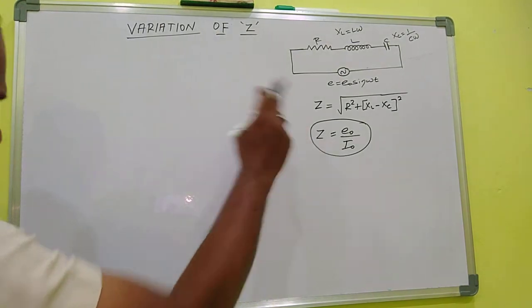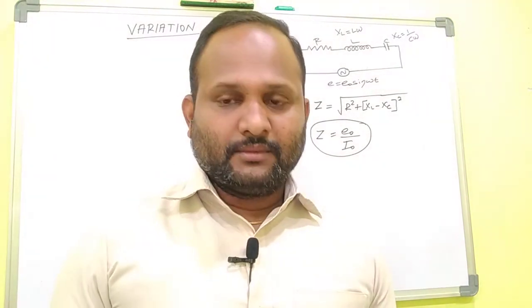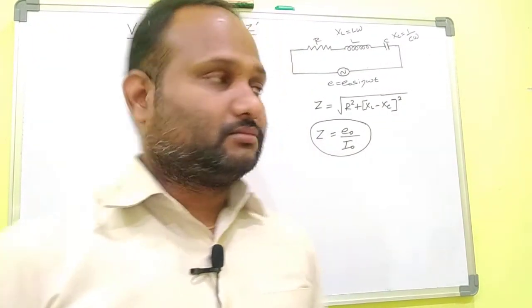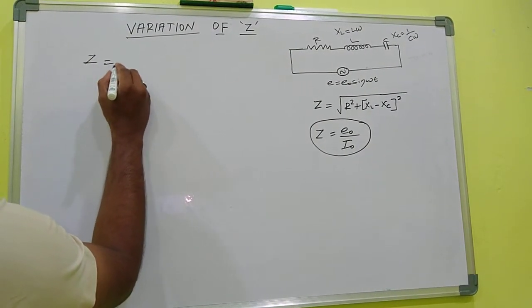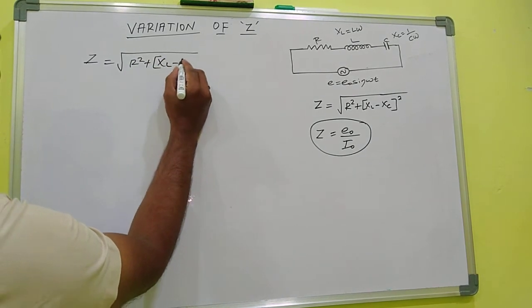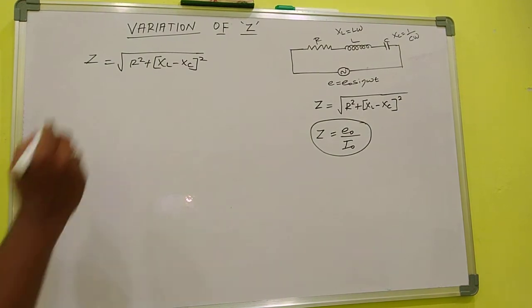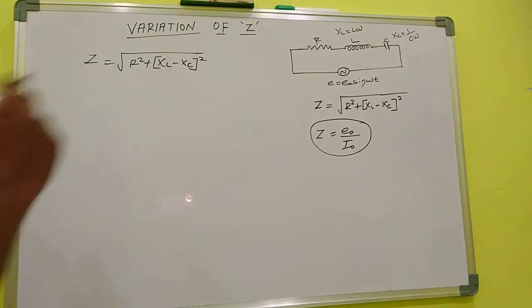when the impedance is minimum. When the impedance is minimum, we want to minimize the impedance. How? From this expression I can start. Z is equal to root of R square plus XL minus XC the whole square. Okay. This is R for resistance. We can't change the resistance in the circuit.